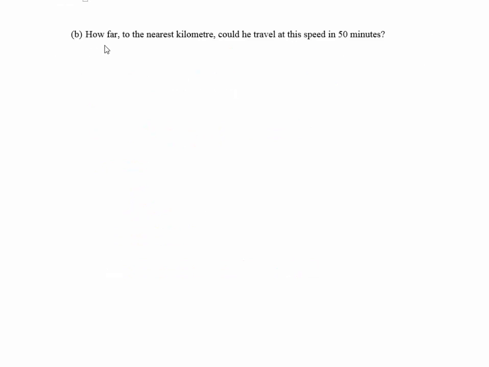Part B of this question says, how far to the nearest kilometre could he travel at this speed in 50 minutes? So once again, I'm just going to work out the information that I have. Now, this question is telling me my time, which has changed. My time is now 50 minutes. My speed I already have from the previous question, and that is 71 kilometres per hour. And I'm needing to find the distance that I am going to travel.